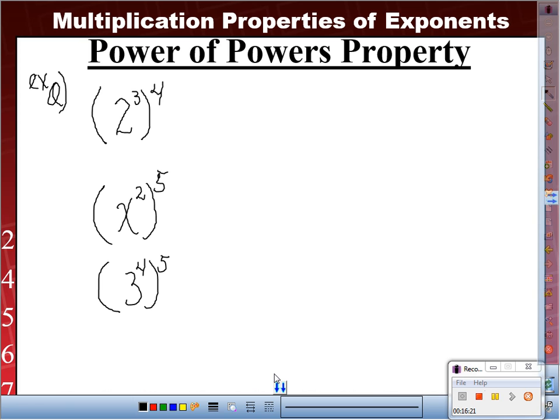Just copy that, and I'm going to go over the power of powers property. Once again, I'm not going to give you the rule. You're going to have to come up with a rule, so pay attention. Here it goes. Pens down, eyes up there. Ready? Eyes on the screen. Power of powers property does this.